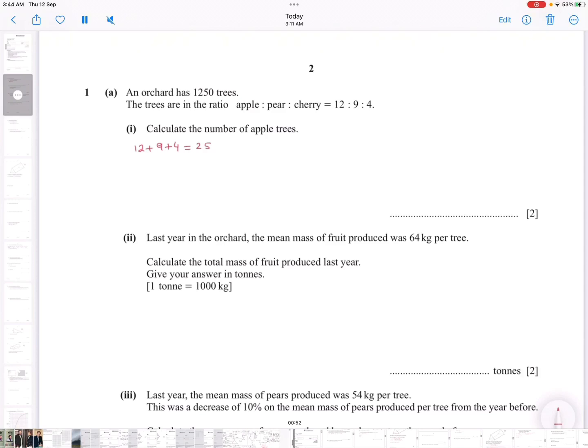We have to calculate the number of apples. So the ratio of apple is 12. So 12 over 25 total times 1250. So solve it with your calculator. So 600. In the second part, last year in the orchard, the mean mass of fruit produced was 64 kg per tree. Calculate the total mass of fruit produced last year. Give your answer in tons, and 1 ton equals 1000 kg.